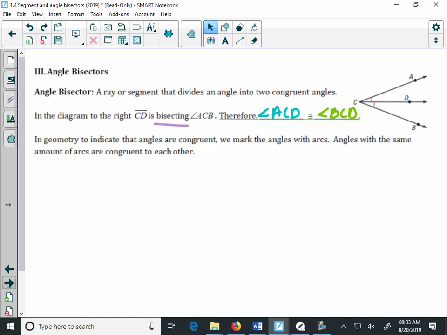So if this had 2 arcs and that only had 1, then they're not the same. They both have the same amount of arcs, so that means they're the same. Questions over there?